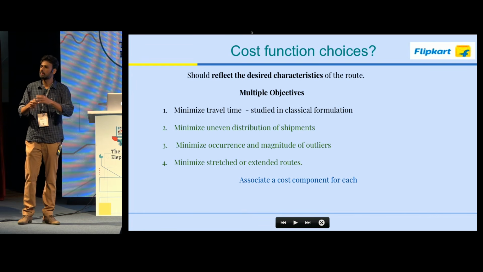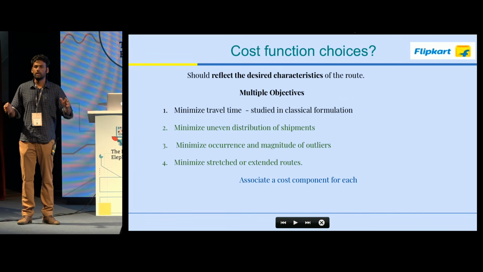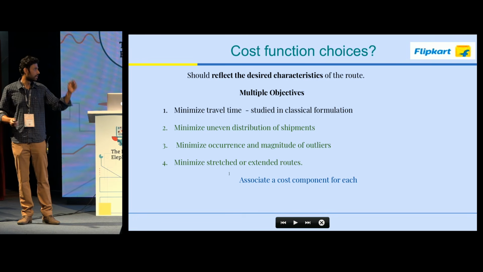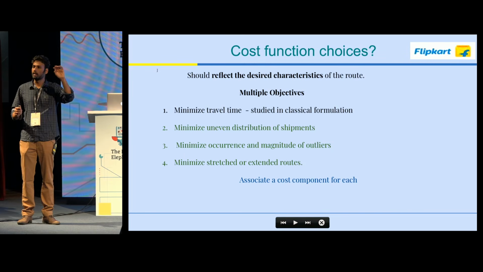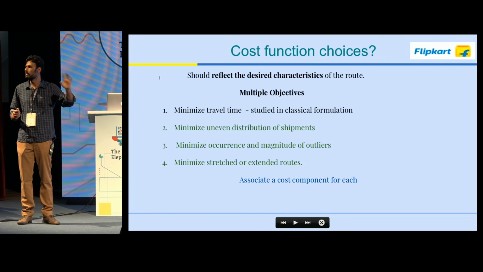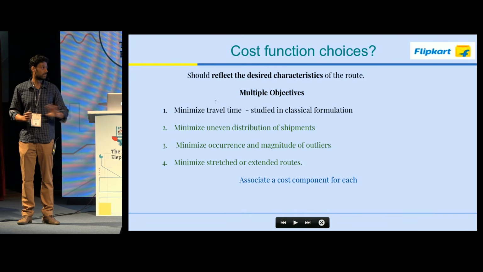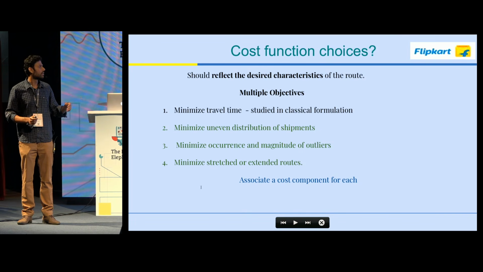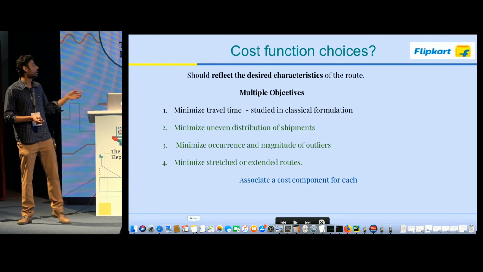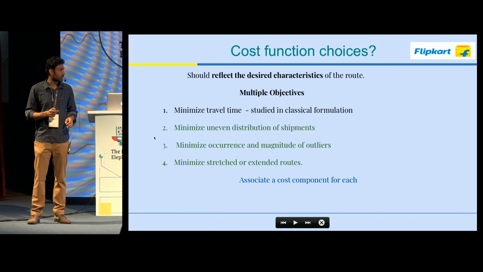One of them, like I said, is uneven distribution of shipments. We don't want some of them getting too many and some of them too few. So when there's a skew, we want to penalize the solution. Likewise, we don't want too many outliers, so we want to minimize them, or ideally make them zero. We don't want any outliers, preferably, or at least reduce the magnitude. I'll also minimize the stretched or extended routes.